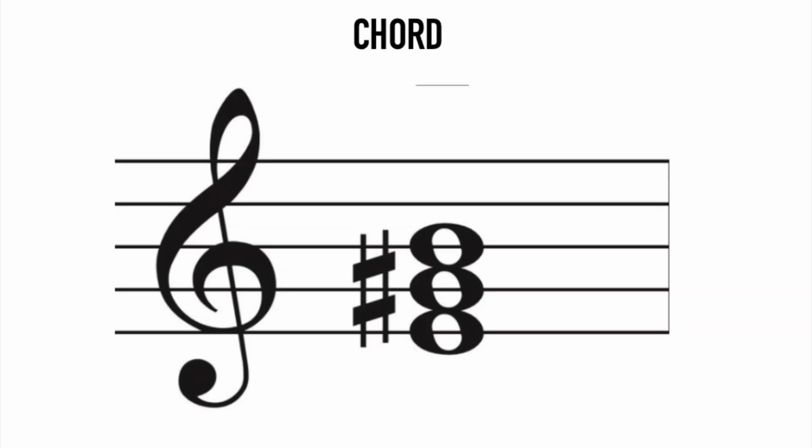A chord is 3 or more notes played together as one collective sound. The example here is the chord E major, which includes the notes E, G sharp, and B.